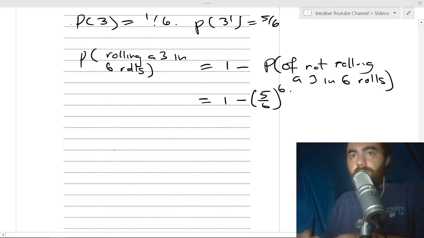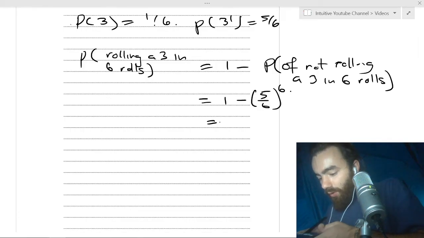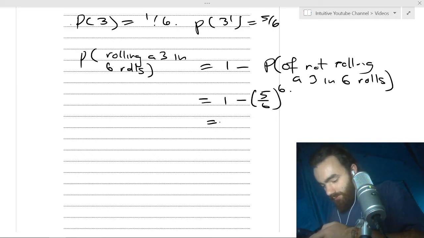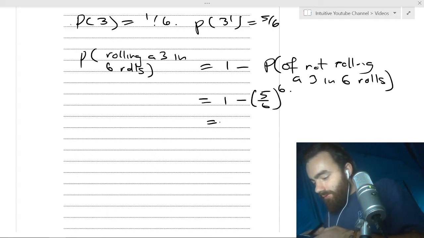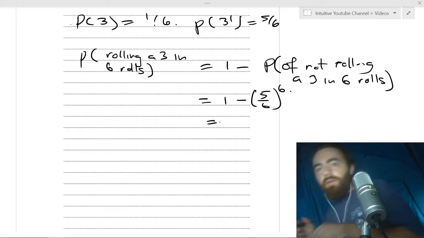So then your answer will be equal to 1 minus 5 over 6 to the power of 6. The answer is 0.665.